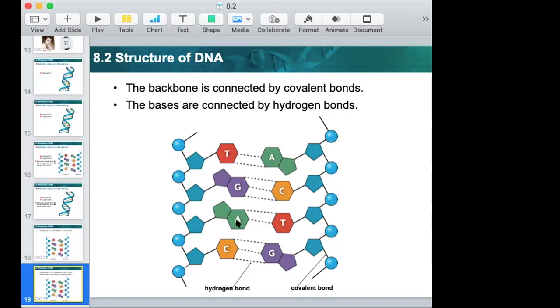So where would the genes be in all this? The genes would just be a segment of this. So it'd be about hundreds to 1,000 or so of these nucleotides. It makes up a gene.